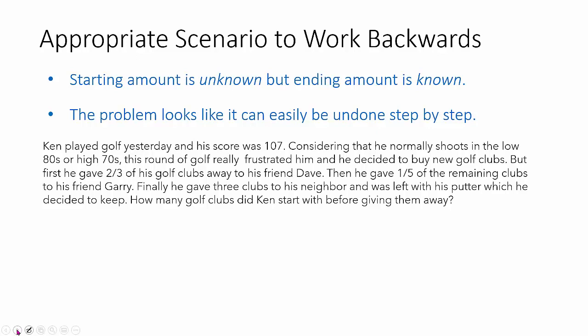Notice we don't know how many clubs that is. Then he gave 1/5 of the remaining clubs to his friend Gary, and finally gave 3 clubs to his neighbor and was left with his putter, which he decided to keep. So that means we know the ending amount. How many golf clubs did Ken start with before giving them away, right? So we don't know the start amount, we know the ending amount, and we can follow along the events that occurred. So how many clubs did Ken start with, right?